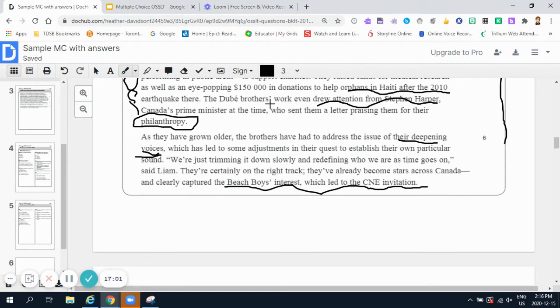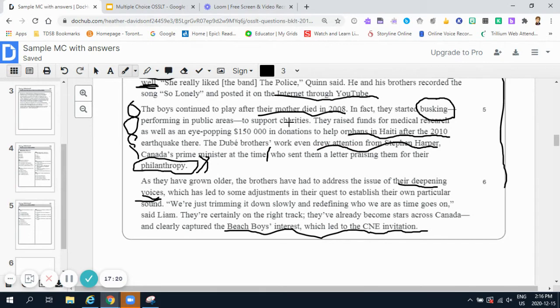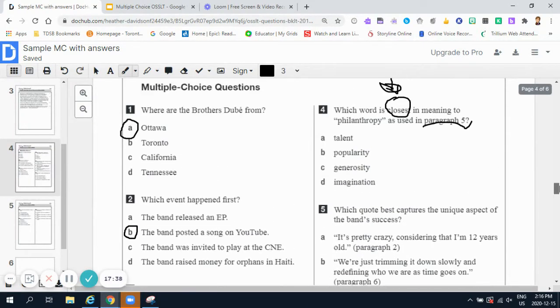So I'm going to try to get it from the context. So praising them for it. So it's got to be something good, right? It's got to be something positive if it gets praised or celebrated by the Prime Minister. And if I look at the previous things that they're talking about, helping out their mother, raising funds for medical research, raising funds for the Haiti earthquake, these are all good deeds or charity, right? So let's go back and read over the choices.